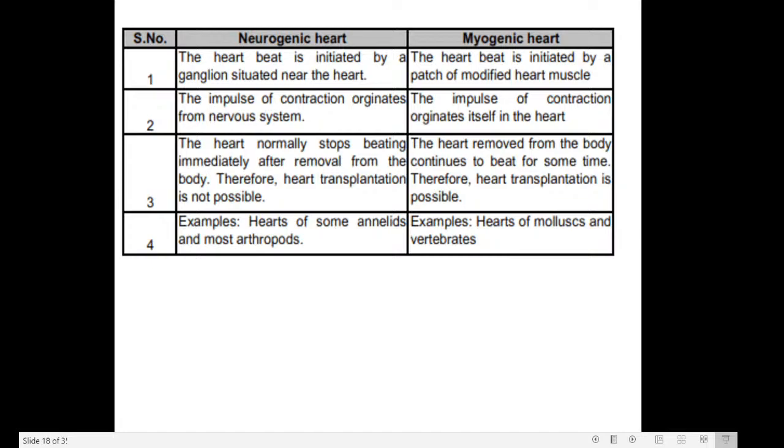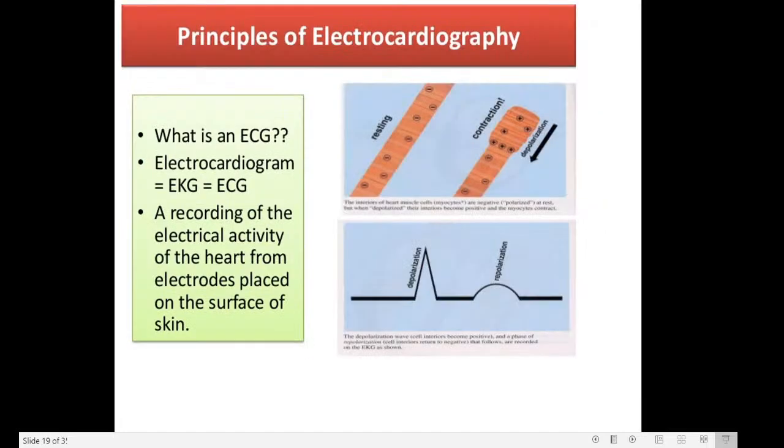Here we can understand the myogenic and neurogenic hearts. Then, how can we detect heart function? Heart function is detected by the ECG, the electrocardiogram. In some countries the pronunciation is different, so they call it EKG, and in India it is called ECG. It is a recording of the electrical activity of the heart from electrodes placed on the surface of the skin.